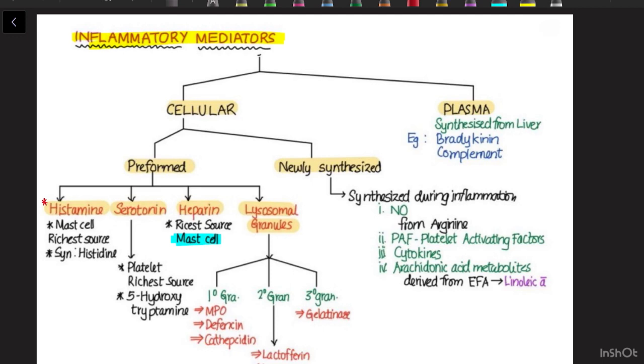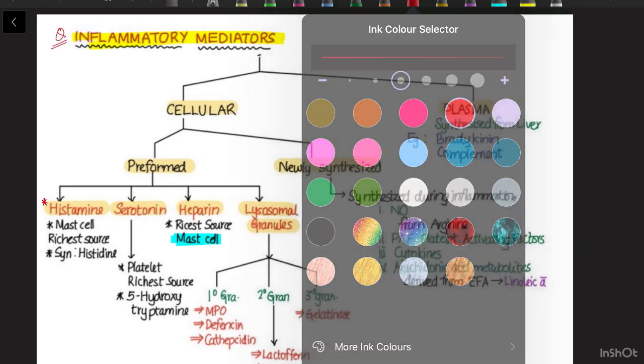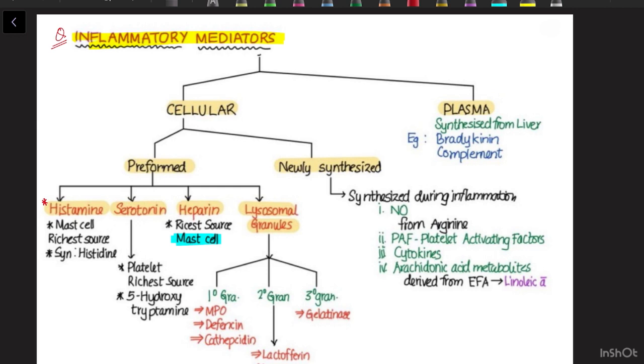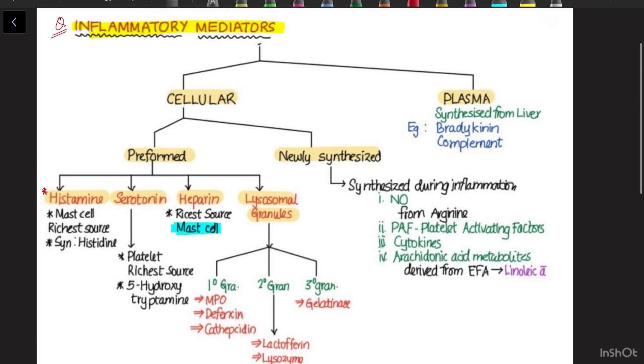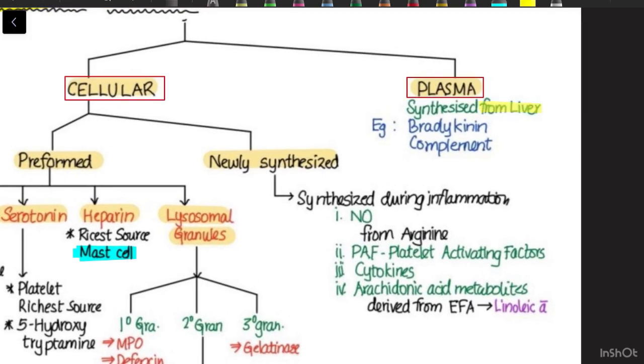If there will be a question, it might be classifying inflammatory mediators directly, but I would surely recommend you to study this because it's an important thing to understand how inflammation and, in fact, the whole pathology and pharmacology takes place. Not wasting any more time, inflammatory mediators: we have first cellular mediators and then we have plasma mediators. The plasma mediators are synthesized in the liver. These include bradykinin and complement.